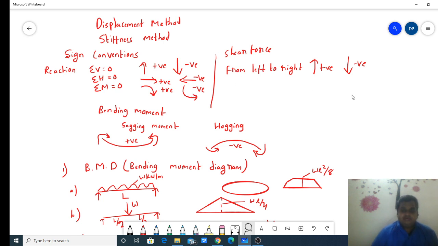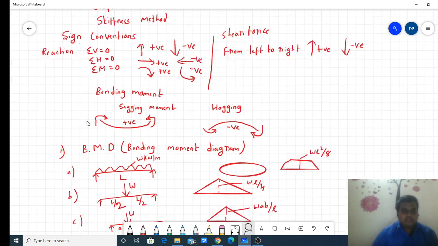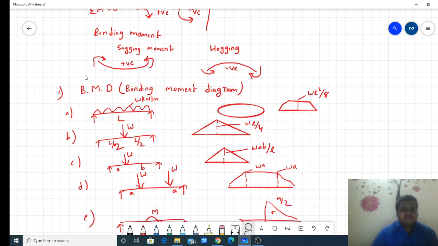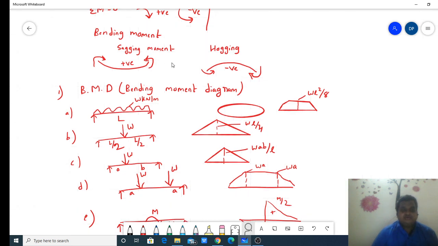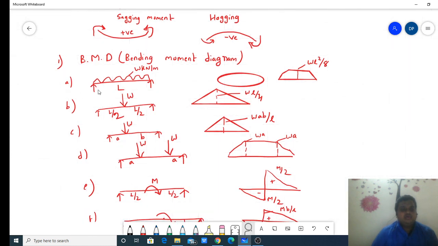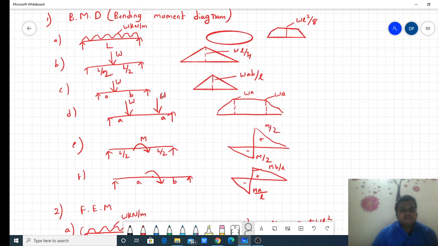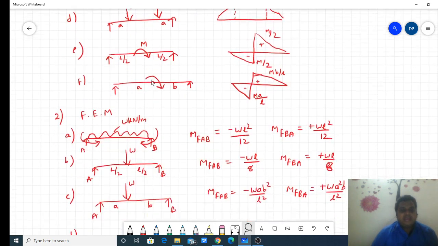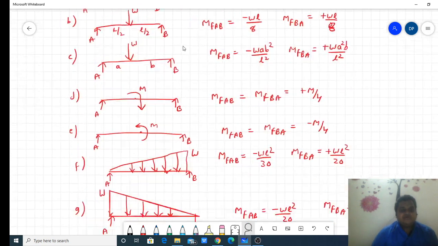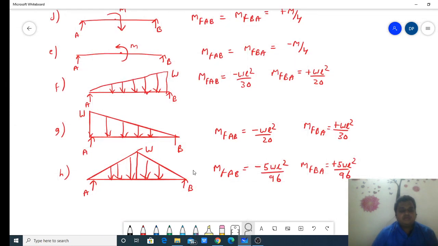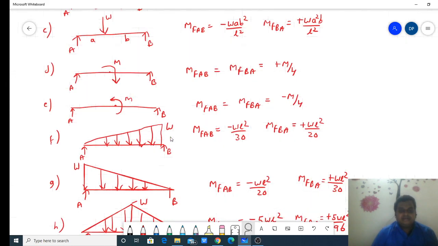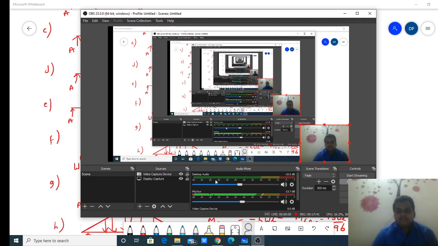And for shear force, whenever you are considering from left to right, upward forces are positive and downward forces are negative. For bending moment, sagging moment needs to be considered positive and hogging moment negative, right? So how the free bending moment diagram needs to be considered, I have explained for various types of loading, and fixed end moments also for various types of loading, and what formulas you need to study. So this is with respect to the basic requirement.